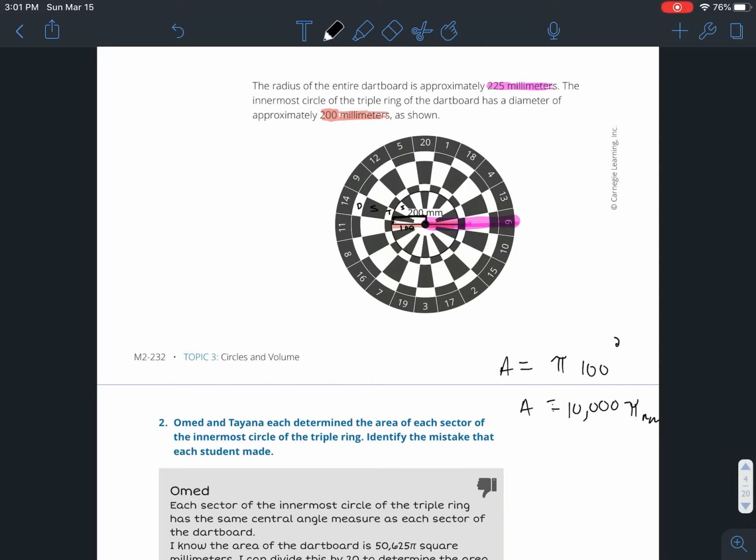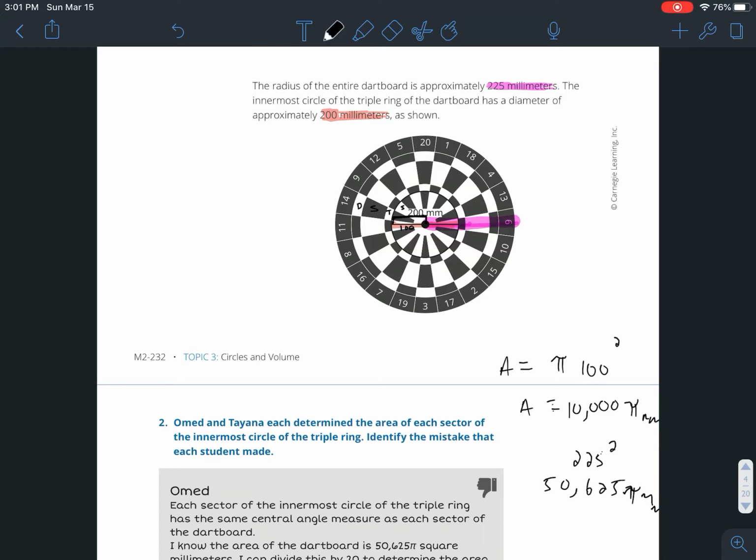So if we go the other way of the 225 millimeters, we do 225 squared. Whoop. Accidentally hit it twice, sorry. 225 squared. Our big circle is 50,625 pi millimeters squared.